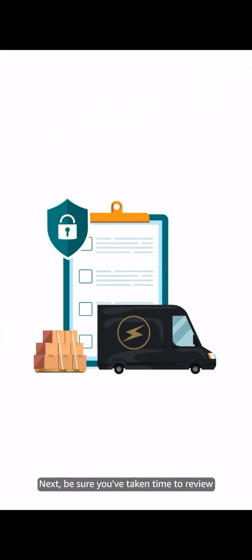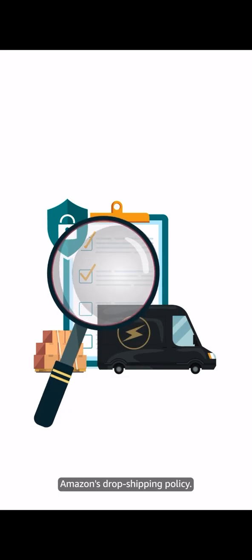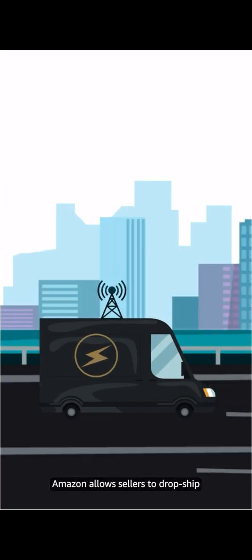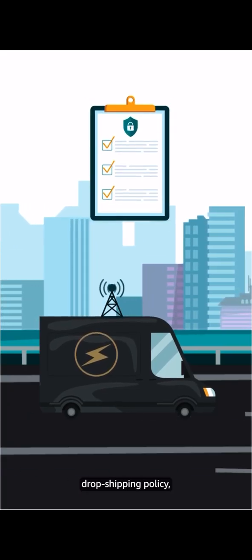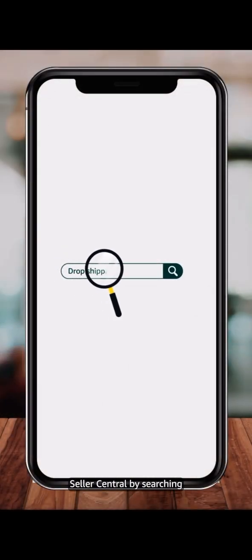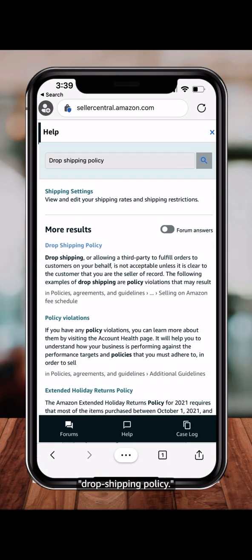Next, be sure you've taken time to review Amazon's drop shipping policy. Amazon allows sellers to drop ship products as defined by our drop shipping policy, which can be found in Seller Central by searching Drop Shipping Policy.